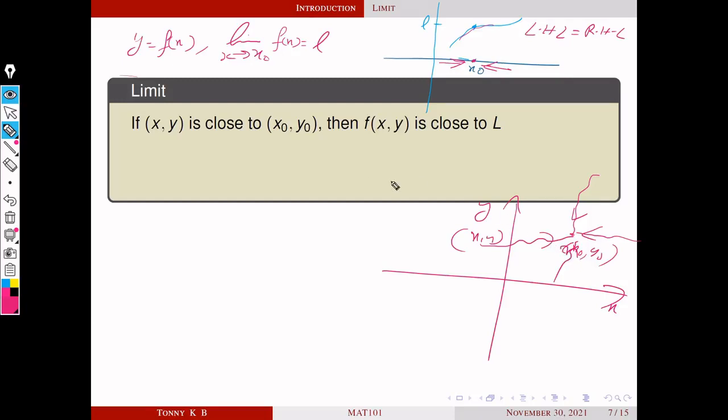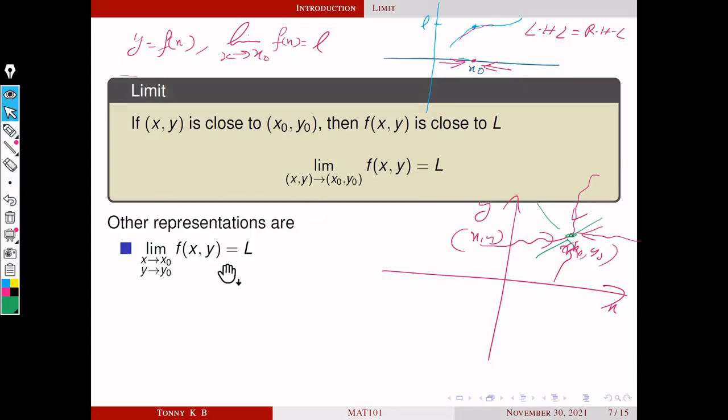Then how to define the limit? The concept is almost the same as for a single variable function. This means whenever xy is very close to x naught y naught, then f of xy is close to L. Again, denote this like this: limit as xy tends to x naught y naught, f of xy equal to L. So this means whenever xy is close to this point x naught y naught, whatever be the direction, this f of xy is close to this number L. That's the idea.